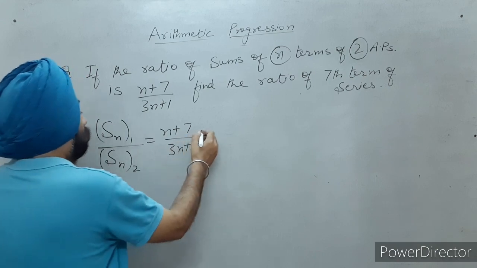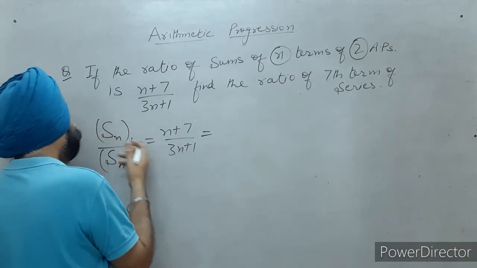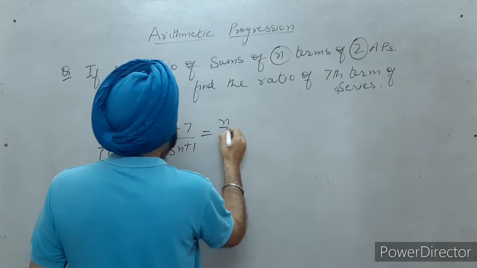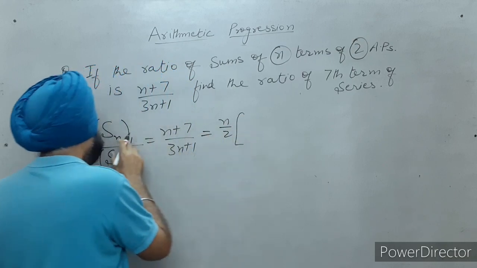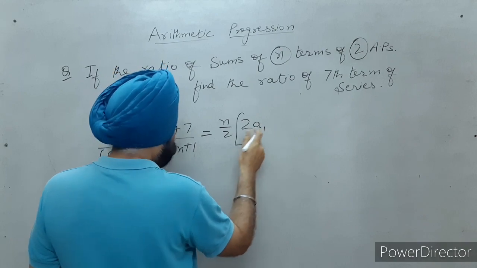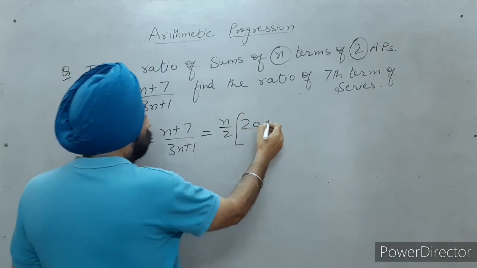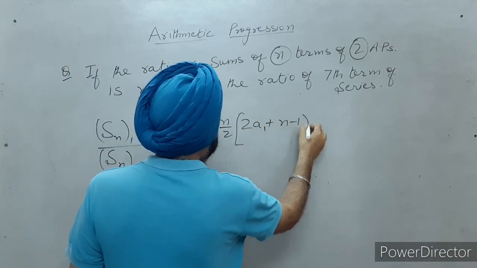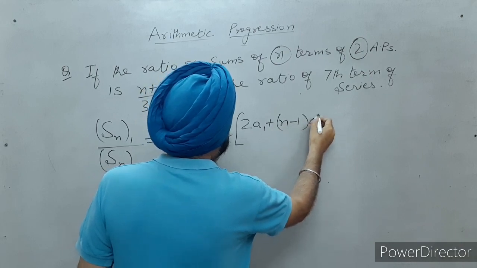Now again apply the formula, sum of n terms n by 2. This is the first AP, so I will use 2a1. Its first term is a1 plus n minus 1 into d. Let it be d1.